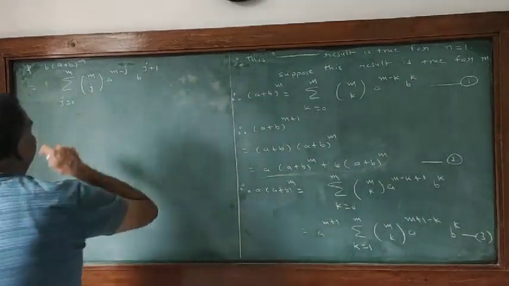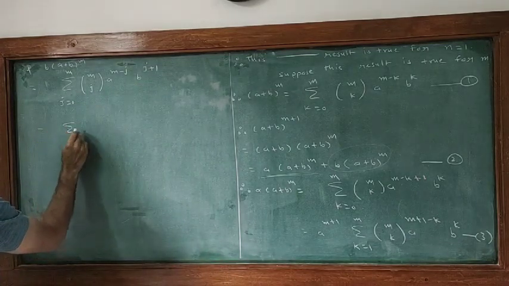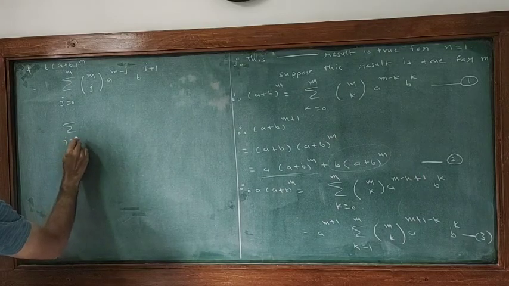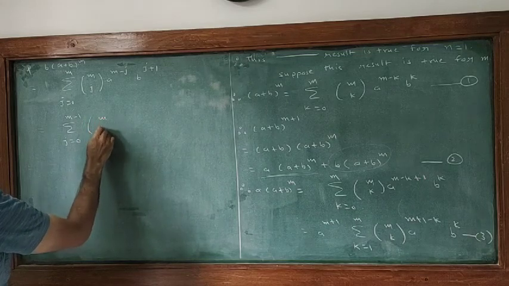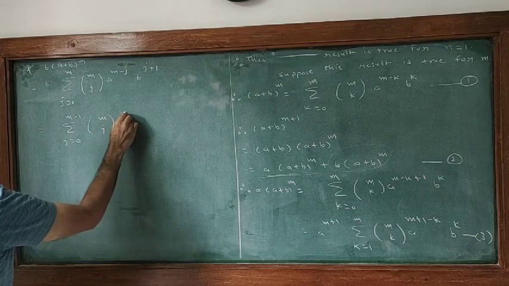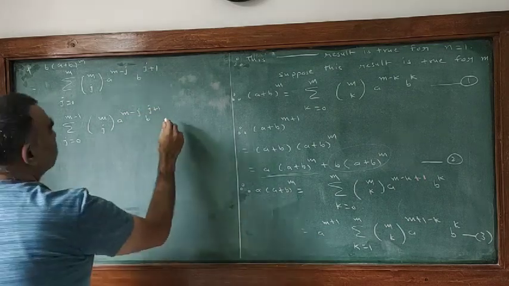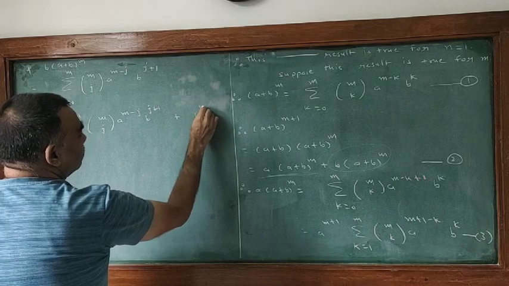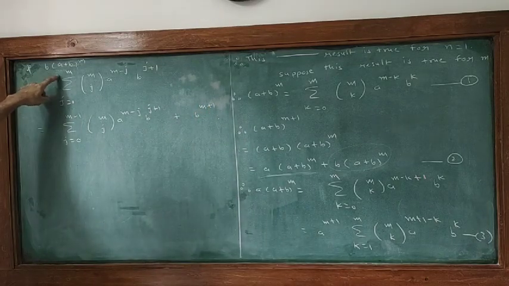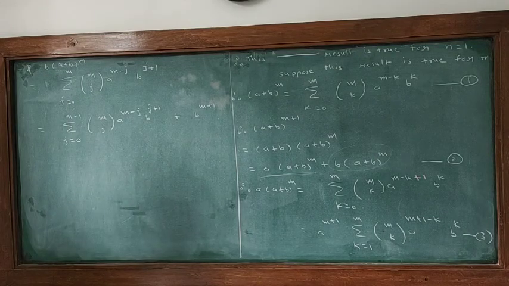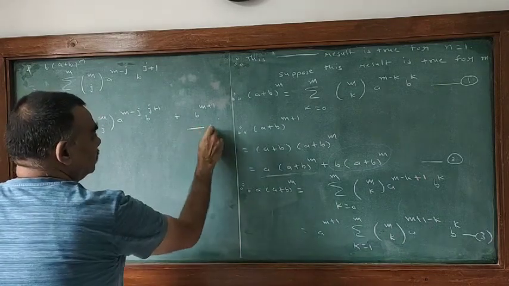Now if I put j equal to m, this is equal to sigma j equal to 0 to m minus 1, mCj a raised to m minus j, b raised to j plus 1, plus b raised to m plus 1. Means we put the value of j equal to m in this equation. And therefore, I say this is equation number 4.